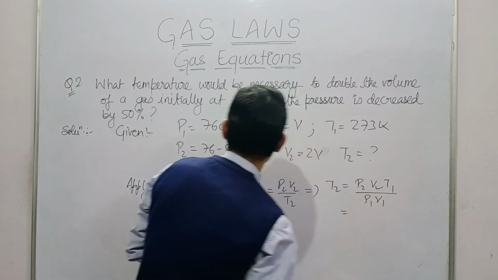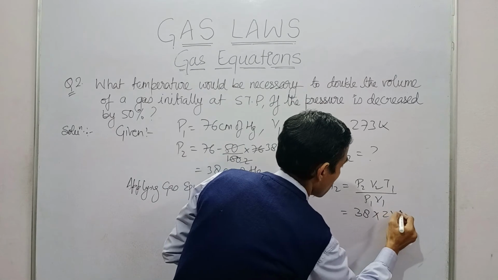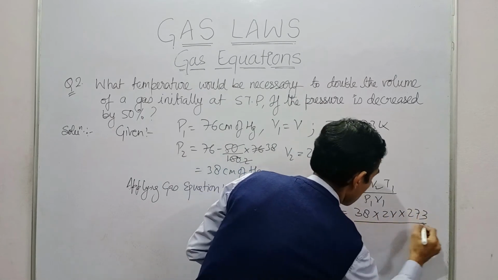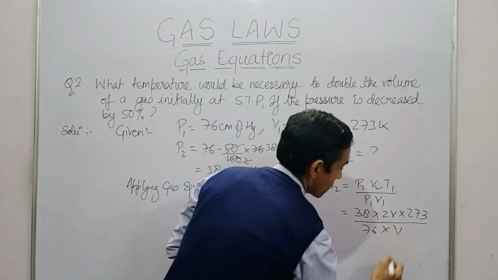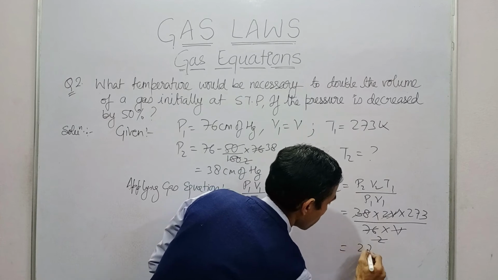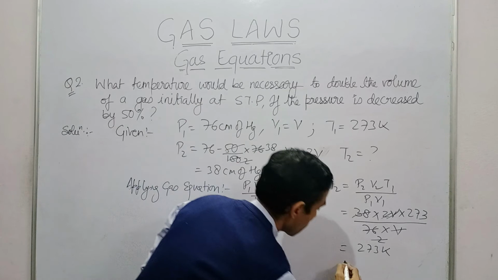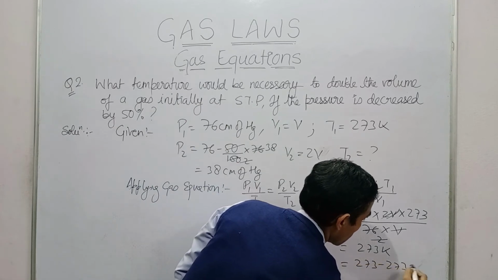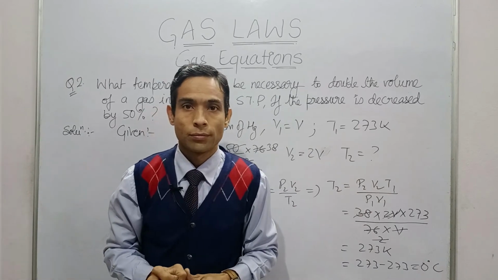So V2 is, T1, P1 is 76, V1 is V. Now cancellation. So the answer is 273 Kelvin. Now we will convert this into degree centigrade. And the answer is 0 degree centigrade.